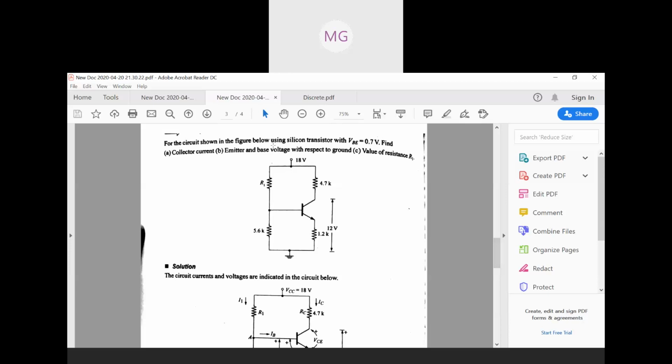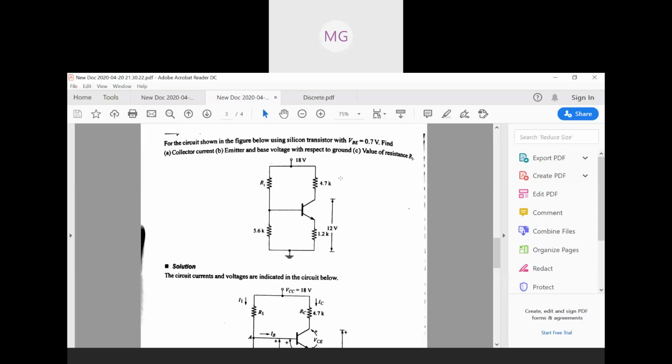For the circuit shown in the figure below, calculate the collector current, emitter and base voltage with respect to ground and value of resistor R1. See here, this is a different kind of problem. R1 I don't know. You need to calculate what is IC, what is VE, what is VB, and then calculate R1. Here see, VC is given directly, 12 volt.